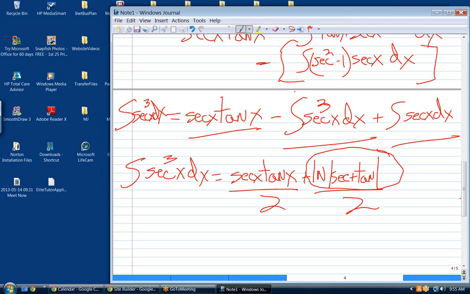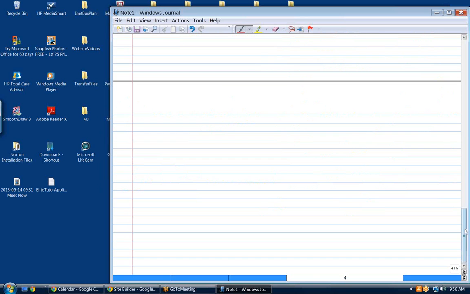So the only unknown left on the right side of the equation is the integral of secant cubed x dx, which is what we're trying to solve for in the first place. All right, that to me is one of the more important principles of integration by parts. Let's do a different one.